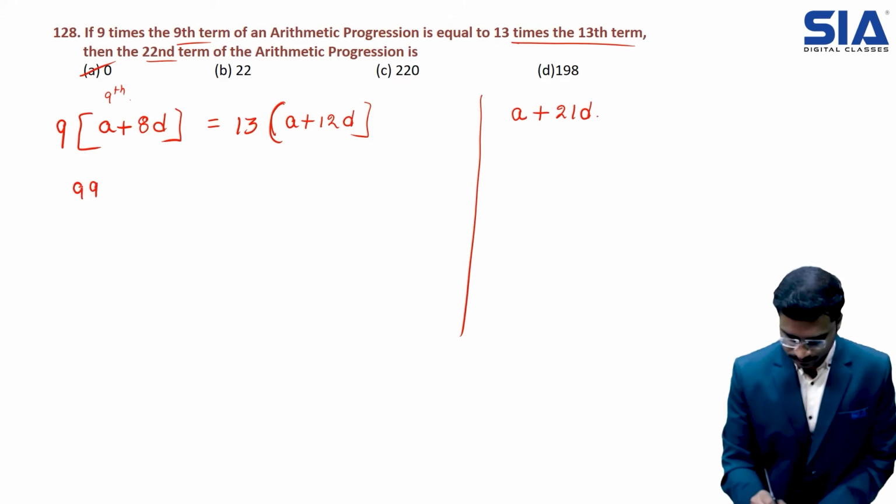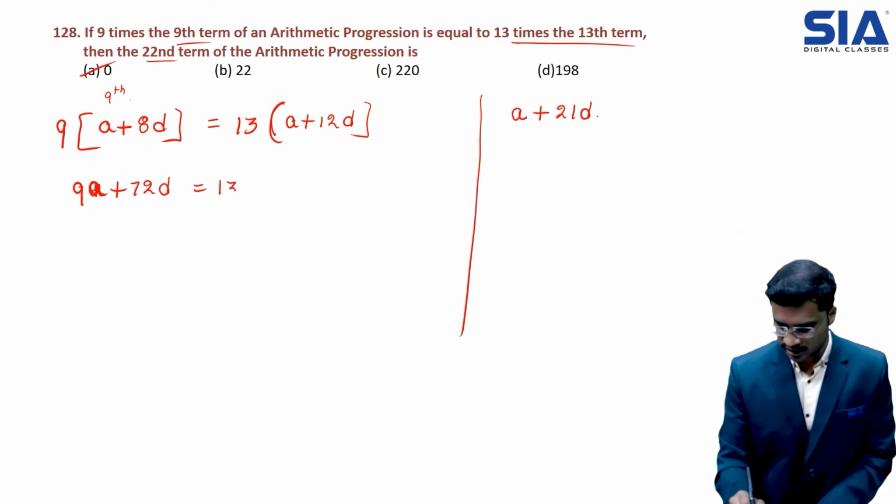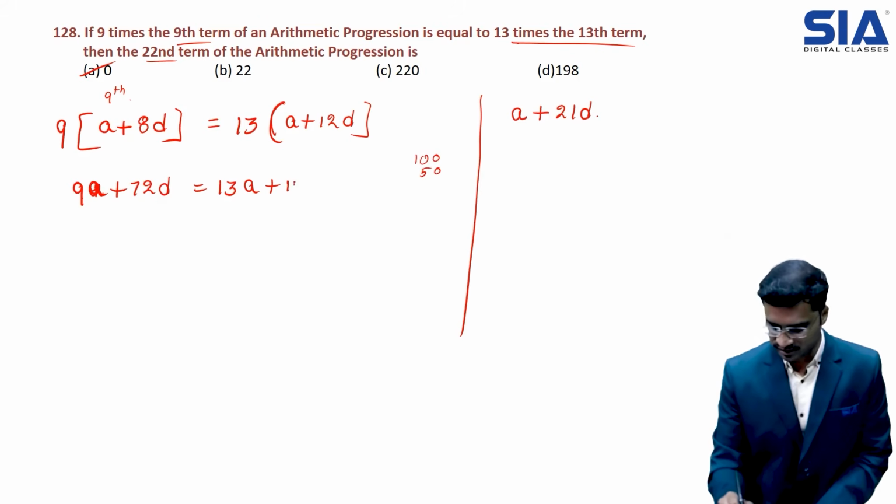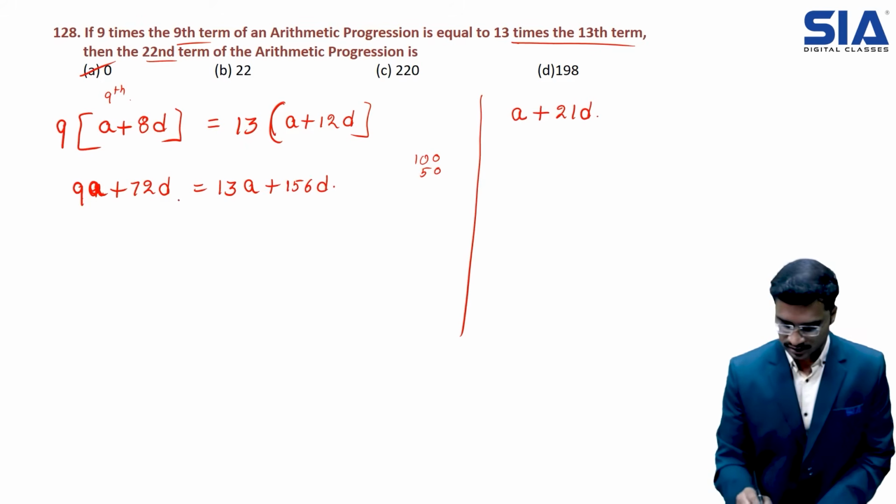9a plus 8 9s are 72d is equal to 13a plus 13 into 12. 13 into 12 is 156. So let us see, 13a minus 9a. 13 minus 9 is what?